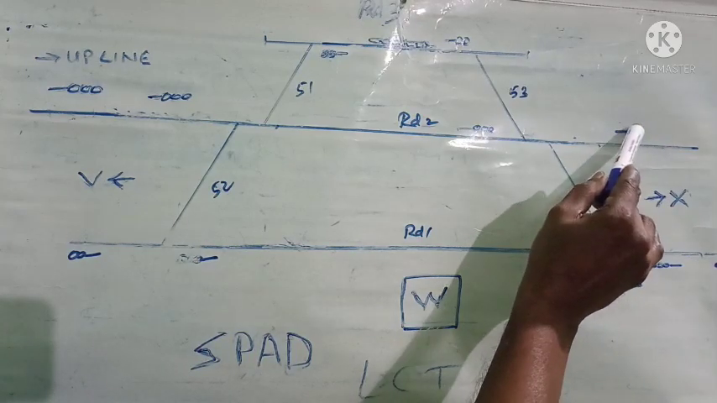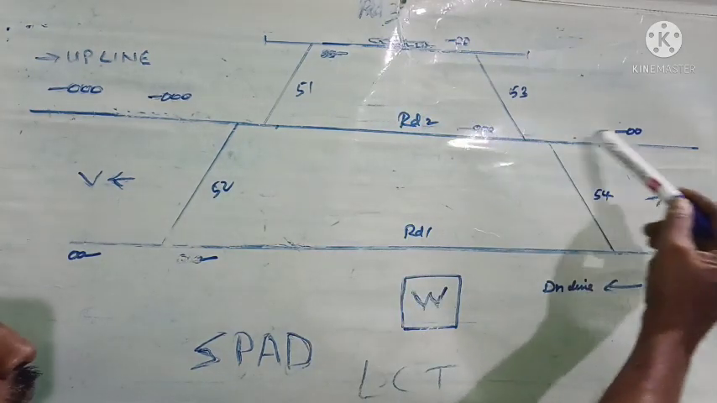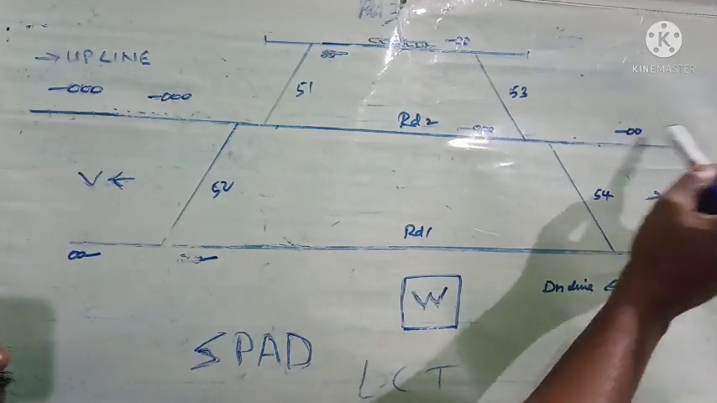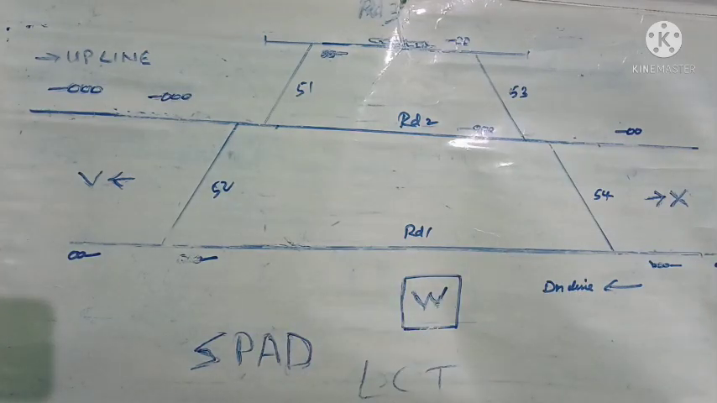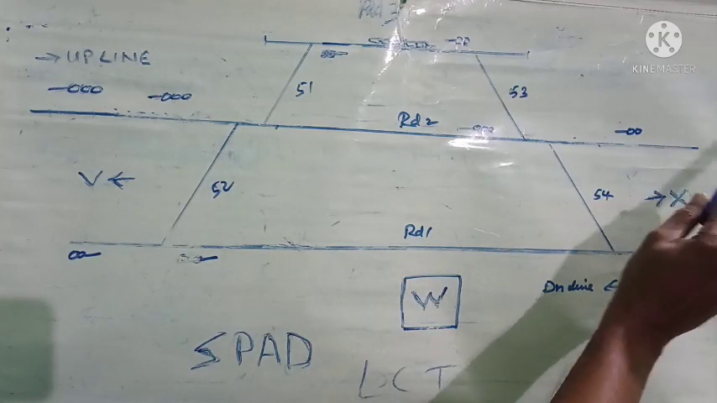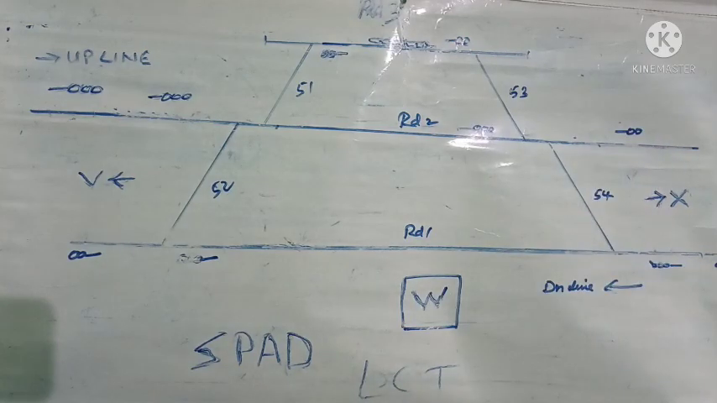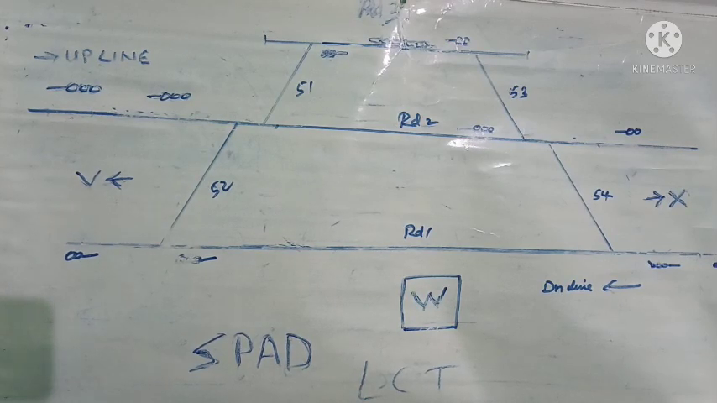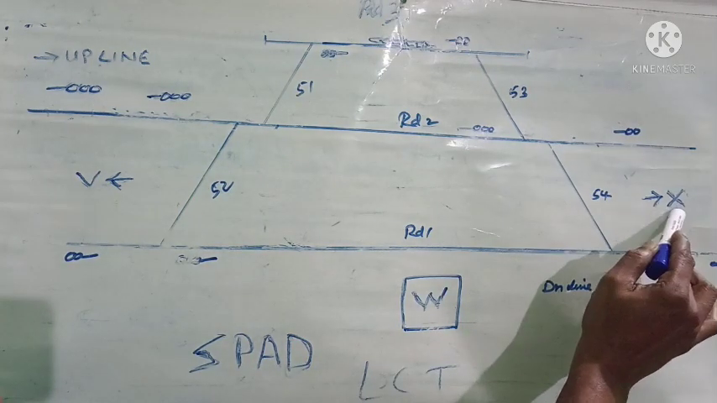Suppose he did not observe this advanced starter itself, what will happen? He will go with his train into the block section. The block section is not blocked for this train. Now the train has entered the section after passing the advanced starter at on, and it is moving because the loco pilot is unaware of the position of the advanced starter. Now the train will stop only at the home signal of X station.